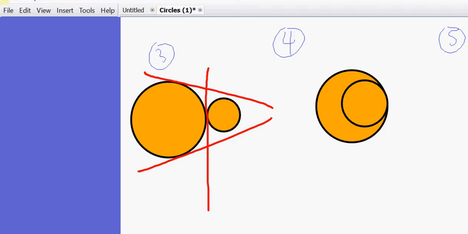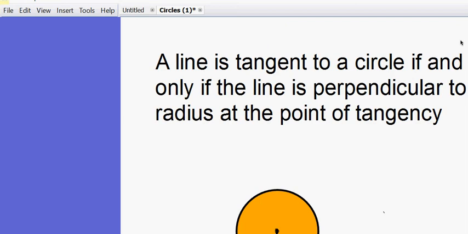What about number 4? 1. Okay? So 3, 1. What about this one? None. Yep. Okay? There are no common tangents. All right? Look at number 5. Look at the next slide.